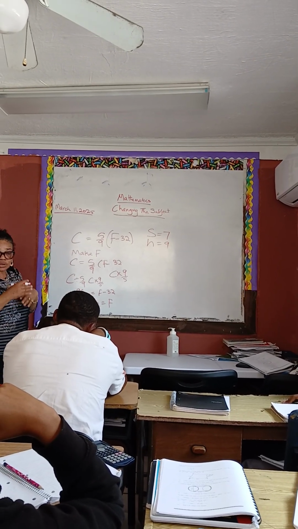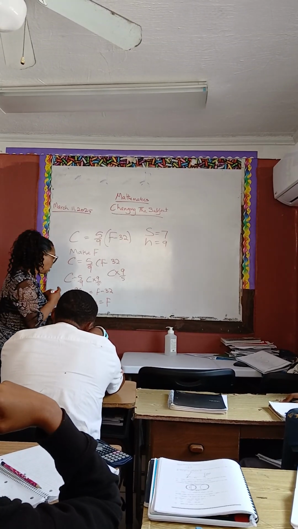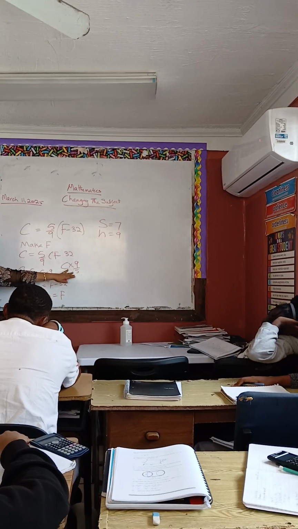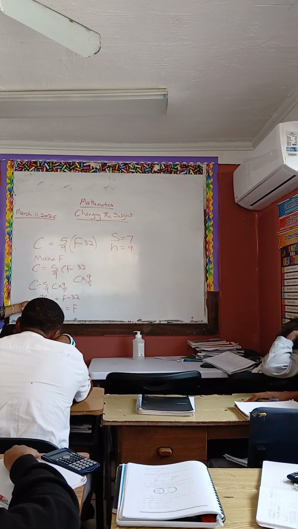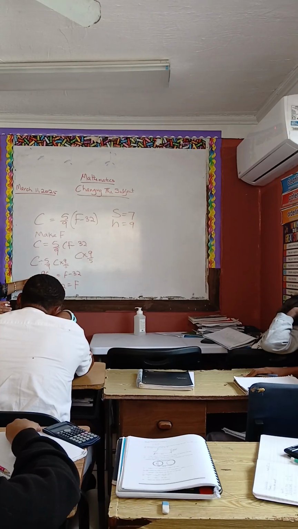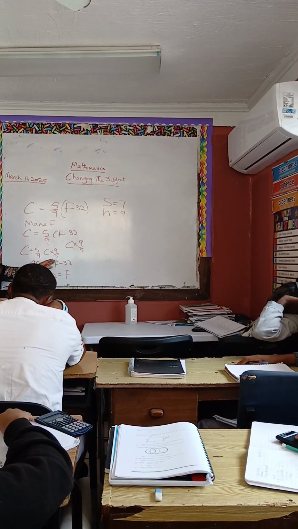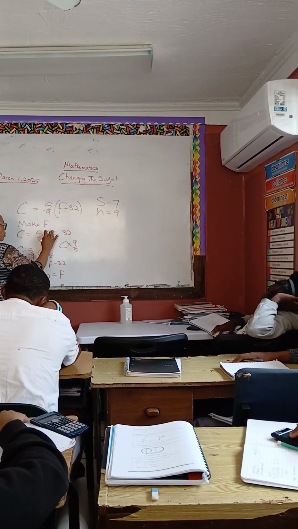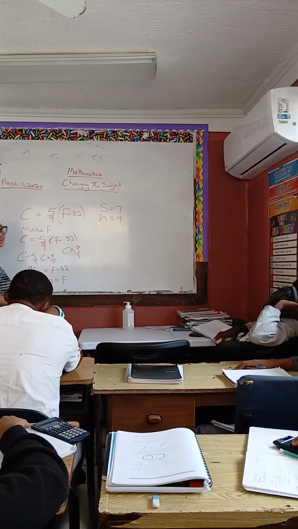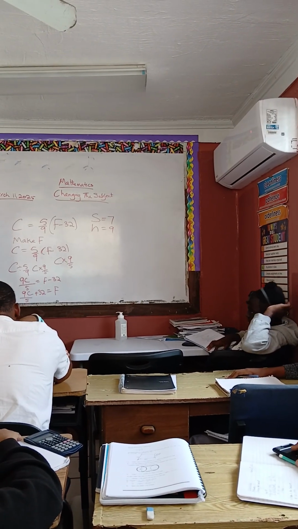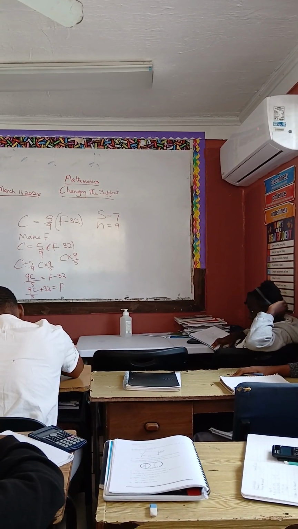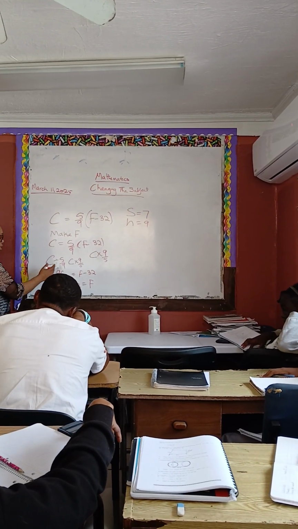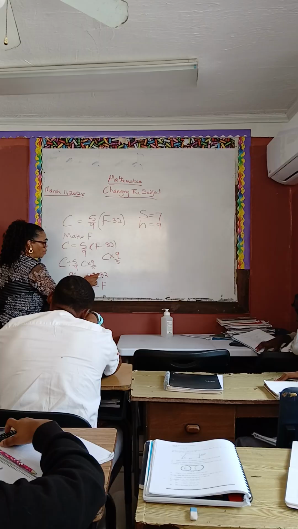Algebra, C times 9 is going to give me 9C, and the division remains as is, divided by 5. So I have 9C divided by 5, leaving me with F minus 32, because once I've taken this over, this bracket is no longer there. That is simply saying I'm multiplying this by what is in the bracket. The bracket disappeared because I brought over the 5 over 9. So now I have 9C over 5 equals F minus 32.